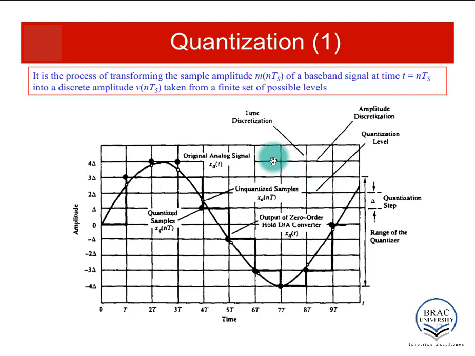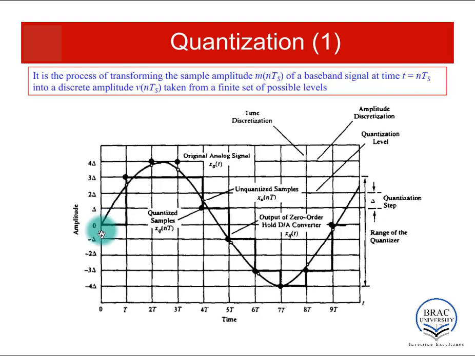Sampling means discretization in time. At first we have to divide the whole time axis into several parts, and the distance between each part will be the same, because we have a time interval which we call the sampling interval. Here the sampling interval is t, so the first instance is 0, the second sampling instance is at time t, the third is at time 2t, and it goes on and on. That means we will take a value from the signal after every t time.